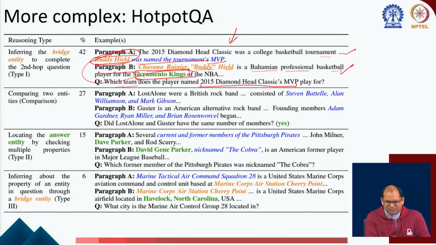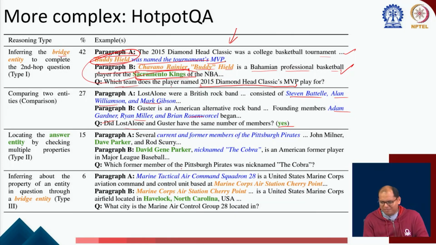Similarly here, there are different reasoning types. So, bridge entity. Like here, did Lost Alone and Guster have the same number of members? You will have information about these in different paragraphs, right. This is the members and this is the Guster. And the answer is yes, right. So you read 2 paragraphs, you find the number of members for each of these and say.